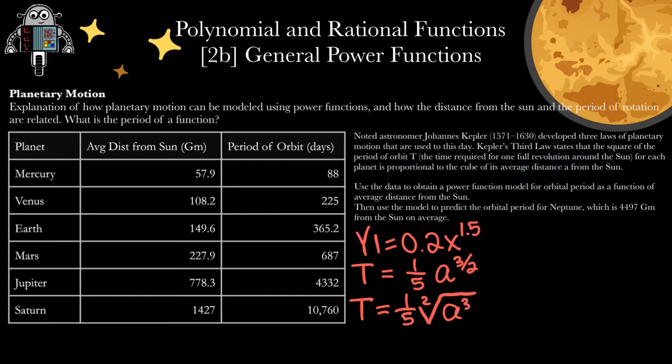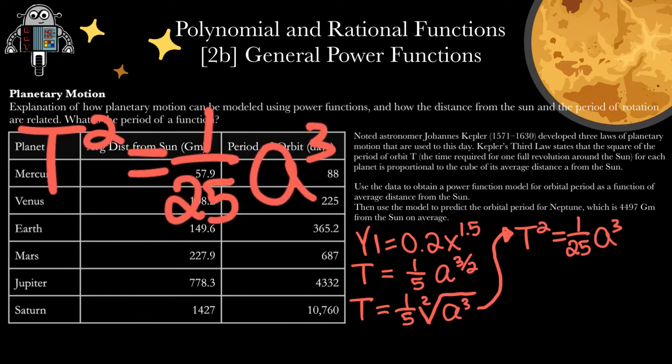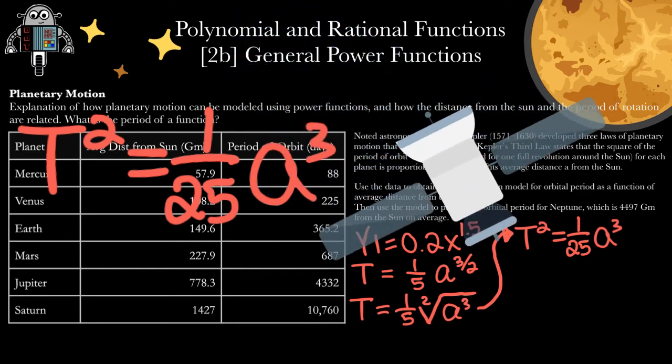Now let's square both sides to undo the square root. So we get t squared equals 1/25 times a to the 3rd power. There, I think we have it. This is Kepler's third law. It states that the square of the period of orbit, t, so t squared, for each planet is proportional, so that proportion is 1/25, to the cube of its average distance a, so a cubed from the sun. That is out of this world!